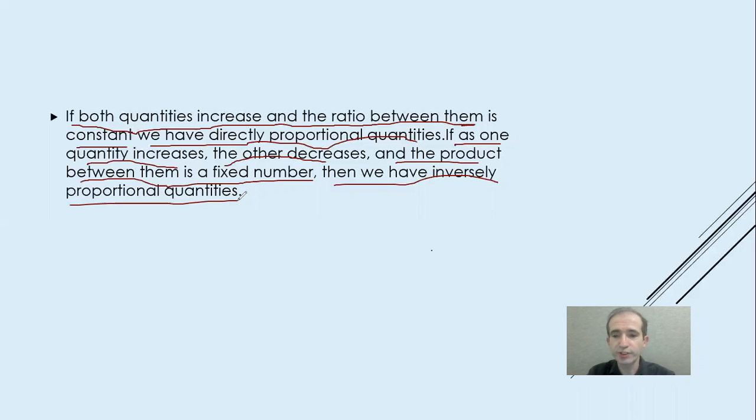Okay, it's very important, as we did in the previous slides. You need to test if there is a constant value or ratio in the division, in the first case directly proportional informations, or in the multiplication, the result, you need to get a constant value when you are multiplying the informations, if you are testing if this kind of information are inversely proportional quantities.